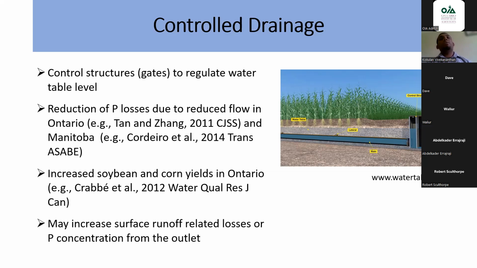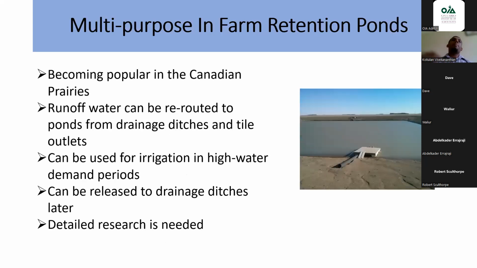And in Ontario, some studies also reported increased crop yields with controlled drainage compared to free tile drains. However, you have to be mindful that controlling or blocking the tile drainage flow may increase your surface runoff-related losses, and it can also increase the phosphorus concentration from the outlet.